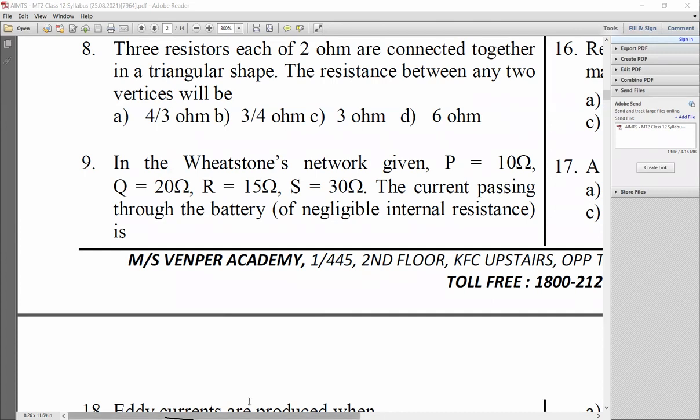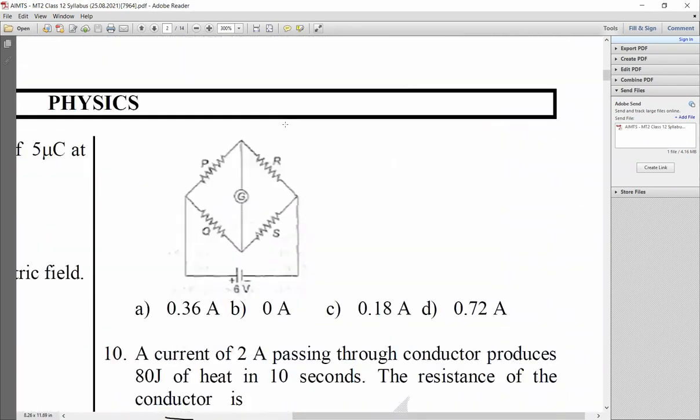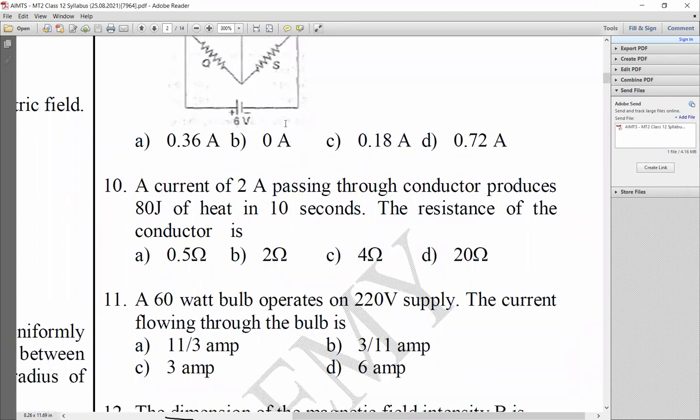Question number 10. What is given? A current of 2 ampere passing through a conductor produces 80 joules of heat in 10 seconds. Find the resistance of the conductor. What is the heat formula? Heat is equal to I square R T. Heat is given, current is given 2 ampere, time is given 10 seconds. I just want resistance. Very easy question. H is equal to I square R T. Just solve this.